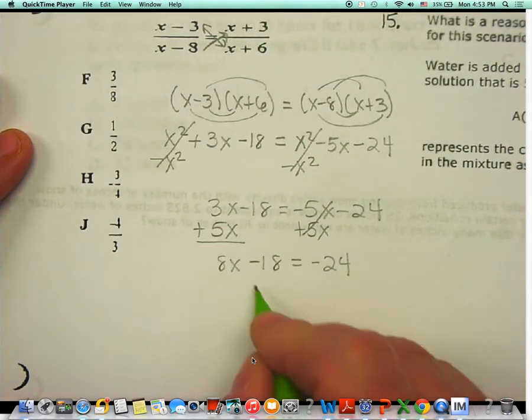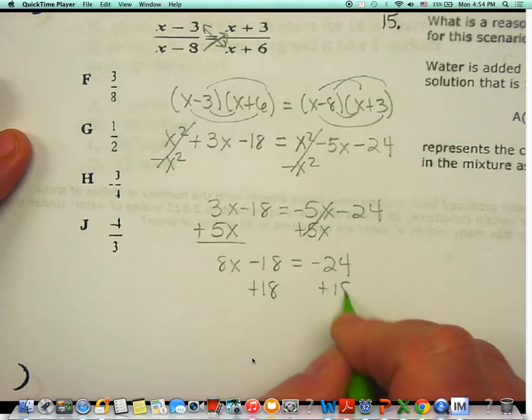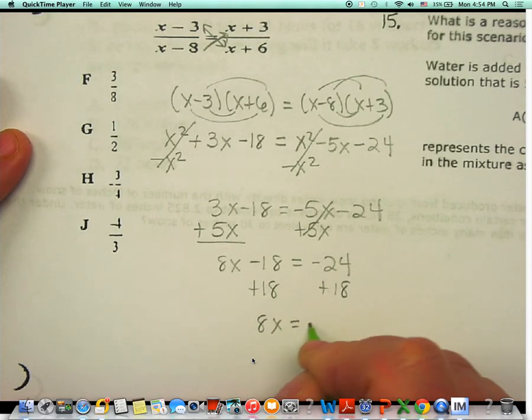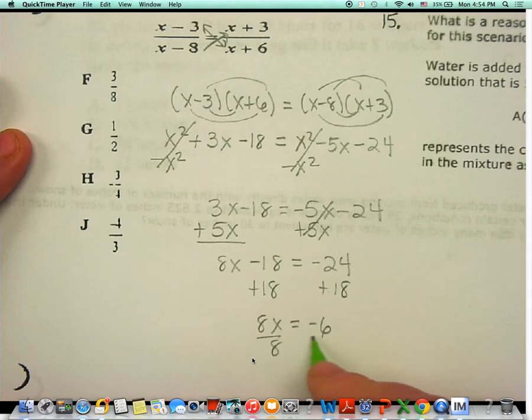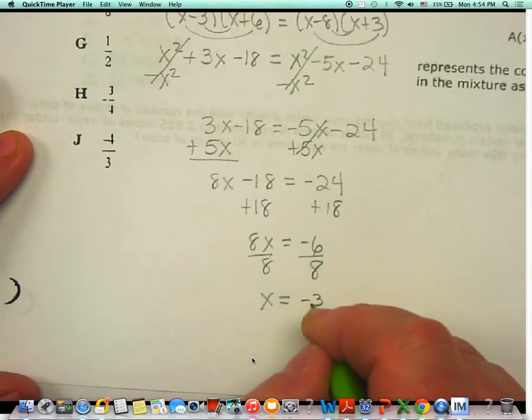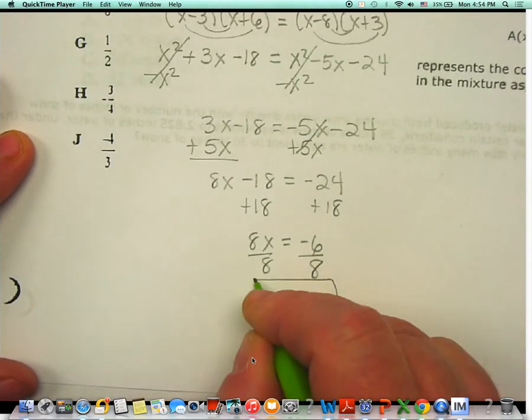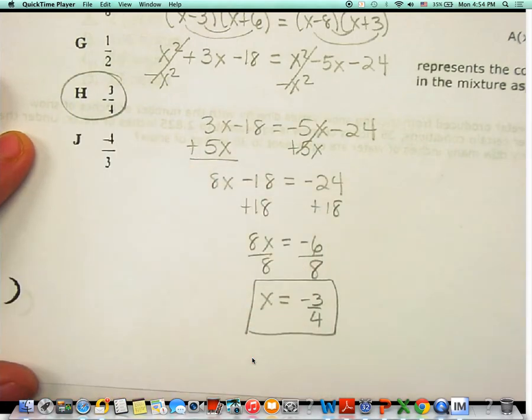Then we'll add 18 to both sides. So 8x equals negative 6. Then divide by 8, and x equals, and this can be reduced to negative 3/4. And that would be h.